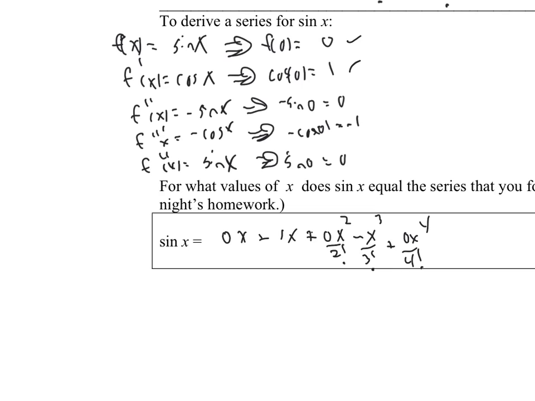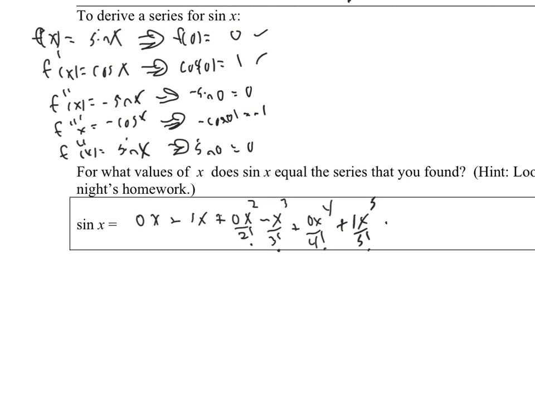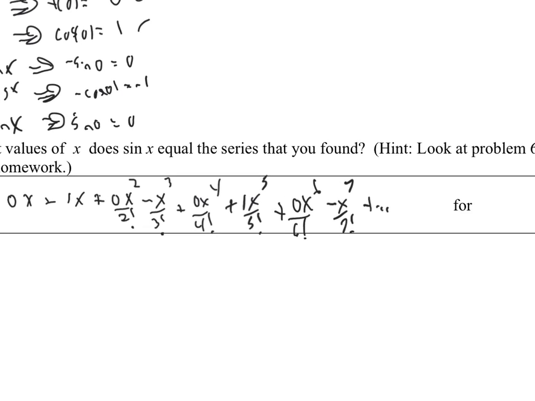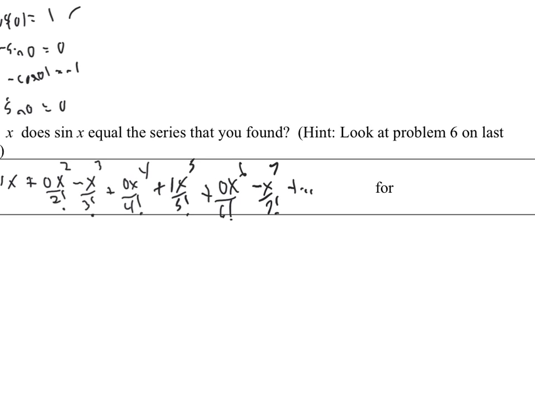And since I started all over again, the next one's a plus x to the 5 over 5 factorial. Then it was 0 again, x to the 6 over 6 factorial. And then it was a negative x to the 7th over 7 factorial. And that ended with the general term, which was f to the nth derivative times x to the n over n factorial.